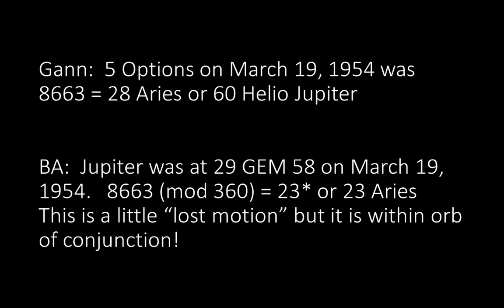Gann: 5 options on March 1954 was 8,663, which equals 28 Aries or 60 degrees to heliocentric Jupiter. BA: Jupiter was at 29 Gemini 58 on March 19, 1954. And 8,663 mod 360, if you don't know what that means, refer to my Part 1, equals 23 degrees or 23 Aries. This is a little lost motion, but is within orb of conjunction. 23 Aries is within orb of conjunction of 29 Gemini. It would be approaching what's called a sextile aspect, as you know.